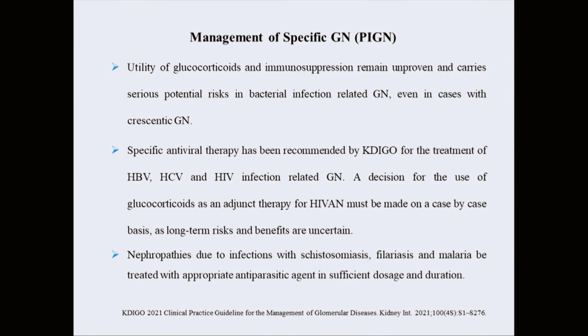Specific antiviral therapy has been recommended by KDIGO for the treatment of hepatitis B virus, hepatitis C virus, and HIV infection-related GN. A decision for the use of glucocorticoids as an adjunctive therapy for HIV-associated nephropathy must be made on a case-by-case basis, as long-term risk and benefit are uncertain. Nephropathies due to infection with schistosomiasis, filariasis, and malaria should be treated with appropriate antiparasitic agent in sufficient doses and duration. And in these cases, immunosuppressive agents are not used.